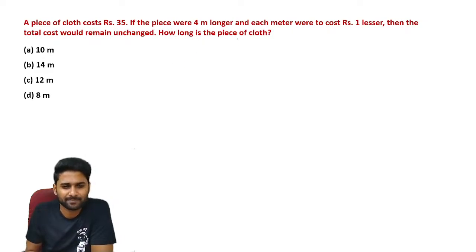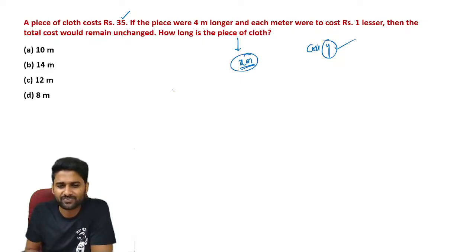Let's take that this is X meters. Let us take that the cost is Y rupees. Now see, how much cost? They clearly mention that the piece of cloth costs 35. If we take X meters, then the total price is 35. Now see, 35 by X is equal to Y.